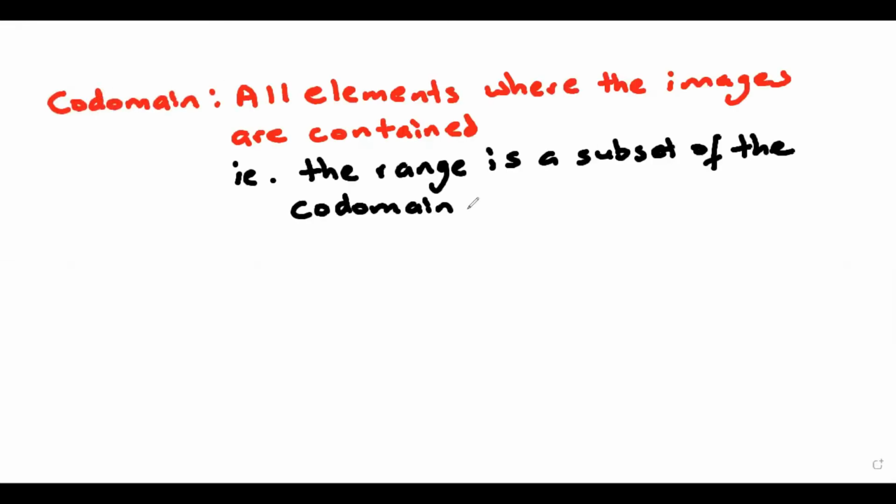Then you'd have your codomain. The codomain contains all elements where the images are contained. Now you might have, for example, 5 elements in the y aspect, but not all elements might be mapped to something in the x. So let's say 3 elements are mapped to something in the x. The 3 elements that are mapped are called your range, but the 2 that are not mapped, along with the 3 that are mapped, are your codomain. That's why the range is a subset of the codomain.